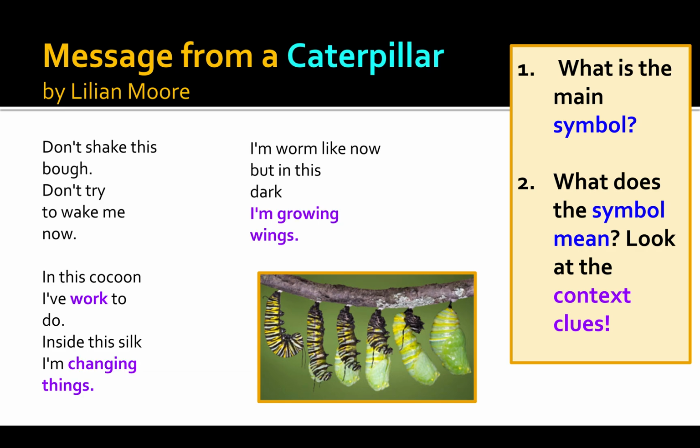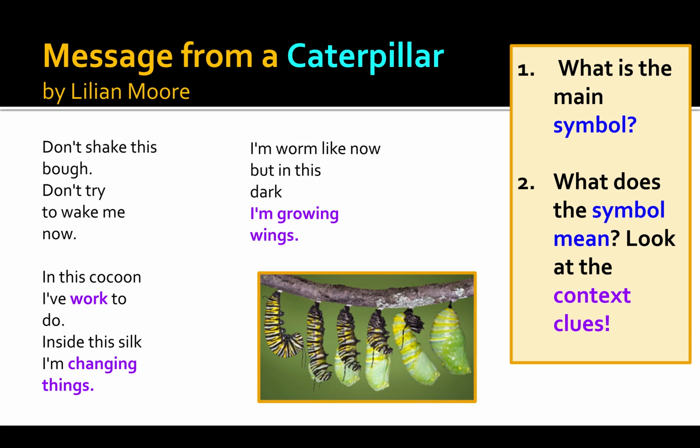So the symbol here is a caterpillar, right? Like that is representing something else. Yes, it is a caterpillar. We could read this on the literal surface, just talking about a caterpillar. But as we read, we get a sense that this isn't just a caterpillar. The caterpillar represents something else. So when I look at the context clues that this caterpillar is working and it's changing and it's growing wings, I think, what else do I know that's working and changing and growing wings?